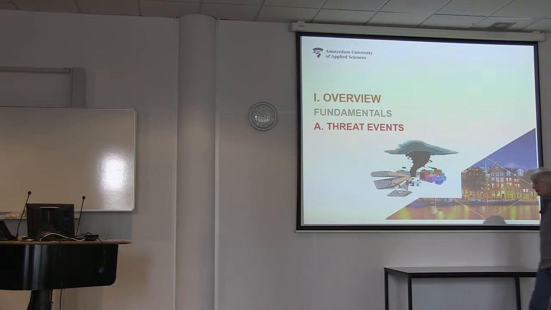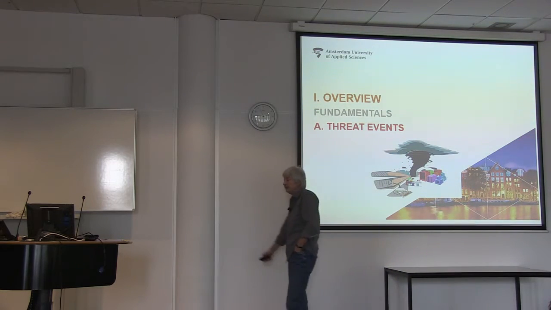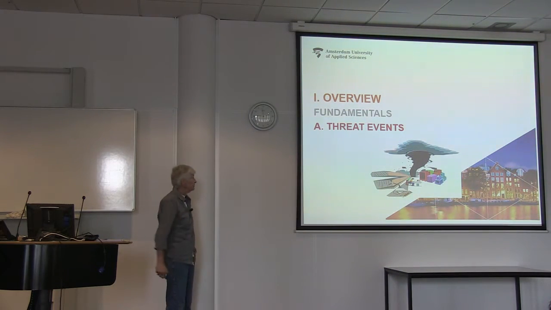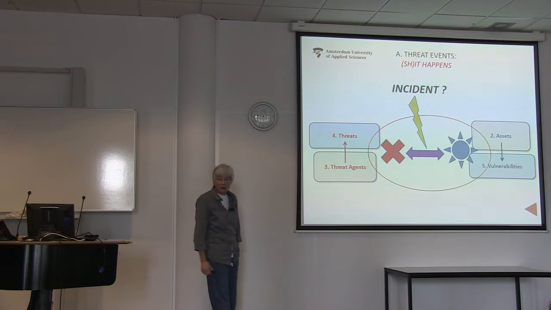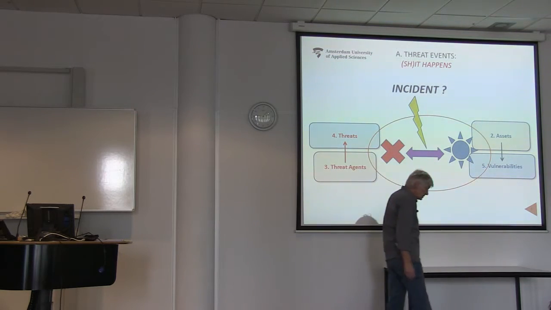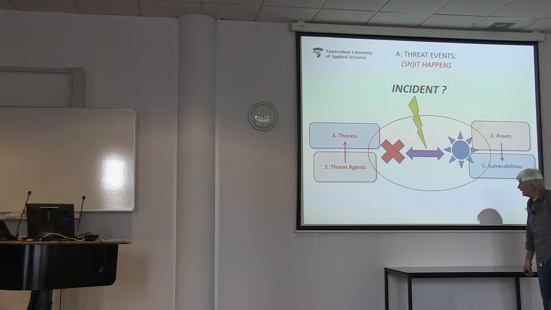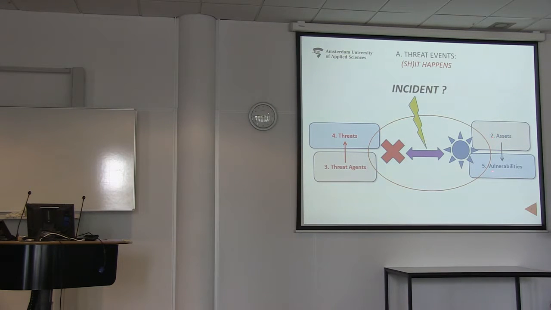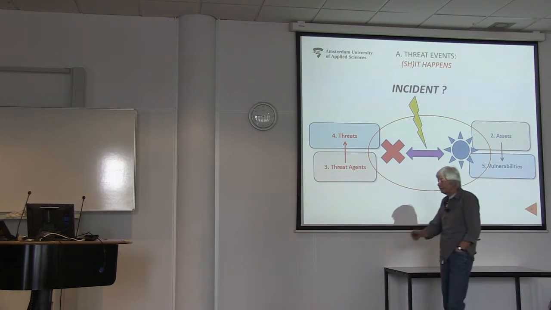A threat event has manifested itself, and we have a real life incident. It happens. So we have an incident, and we know when we talk about incidents, there are two parties, the threat agent, the threat actor that performs a specific threat, and the organization that has several assets, and on one or more of the assets there are vulnerabilities, and the threat is against the asset, and the threat agent is making use of the vulnerability. And then we have an incident. Yes, shit happened.